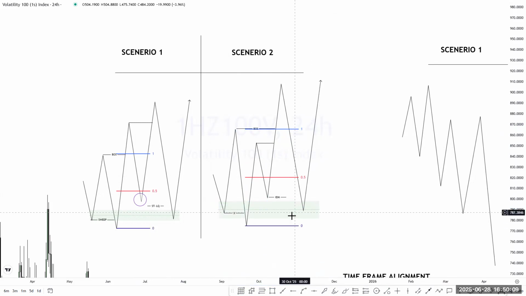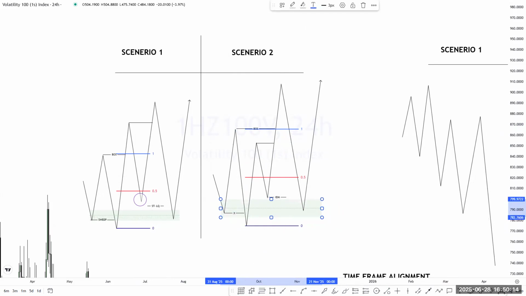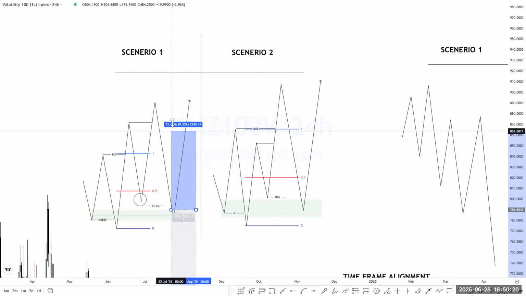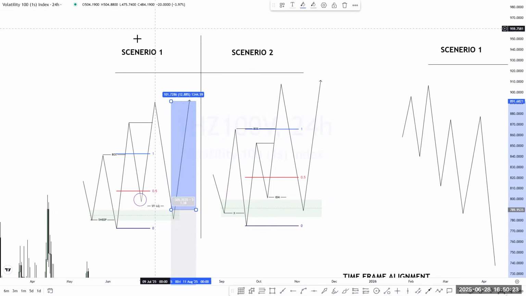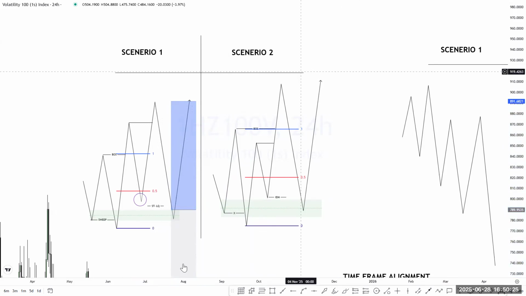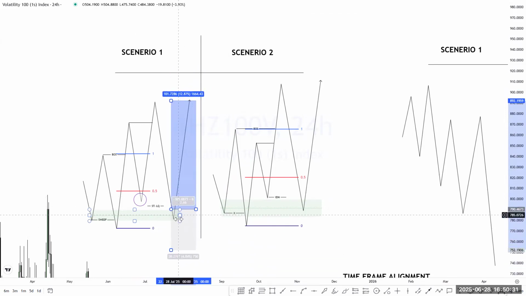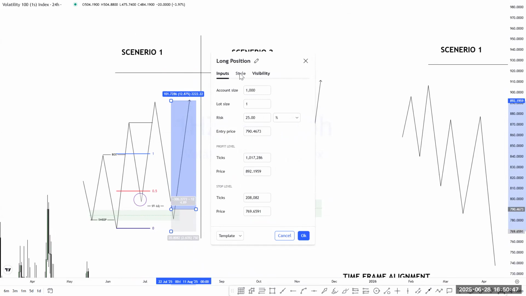Or you enter from the demand. I love entering from the QML. That means my entry is going to be here. My SL is going to be below, and my TP is going to be here. Now your take profit is going to be 1:3 or 1:2. It actually depends on your risk appetite.